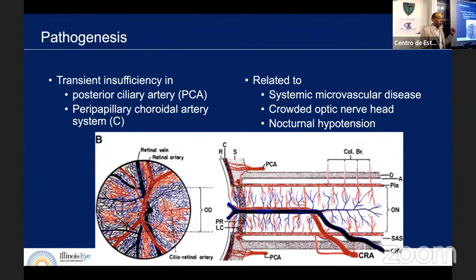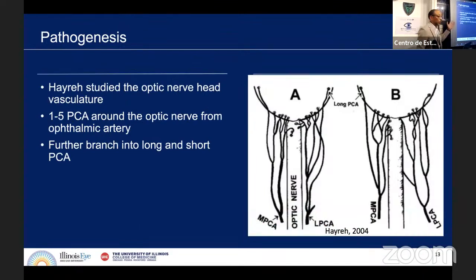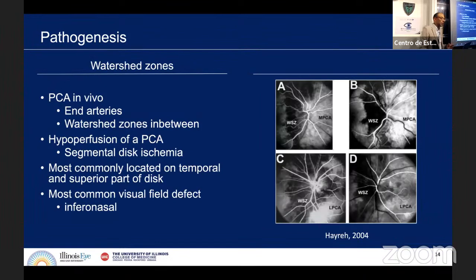The pathogenesis has to do with these posterior ciliary arteries related to systemic microvascular disease, this crowded nerve that squeezes a little bit too much, and nocturnal hypotension that doesn't provide enough perfusion pressure into the nerve. Hayreh is an important neuro-ophthalmologist in the United States who studied this quite extensively and found there are between 1 and 5 of these posterior ciliary arteries all the way around the nerve. These then branch into short and long posterior ciliary arteries. And the important thing to know is that these are end arteries.